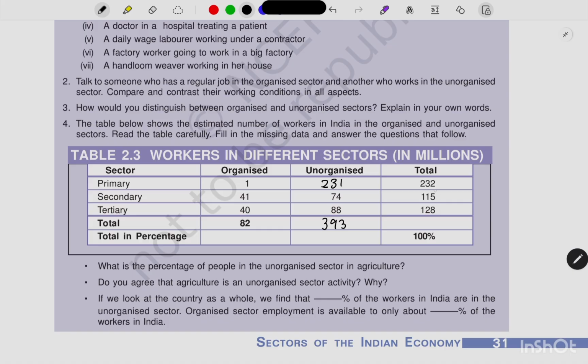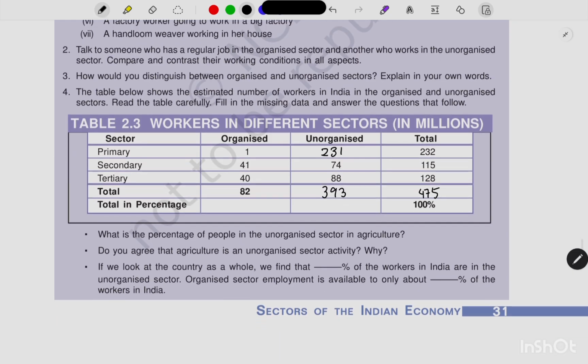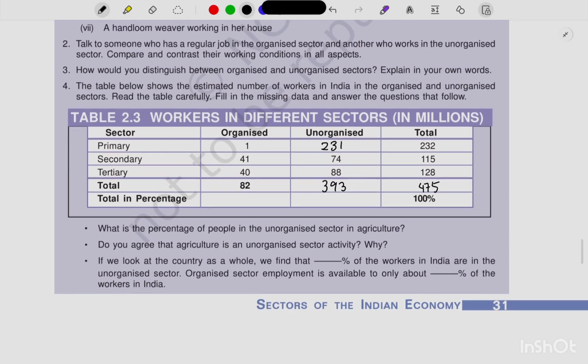Now in the total section, there is like 5, 7 and 4. 475. Let me check my calculations. I'm not sure. So what you can do to find the percentage is find the total, 475. So 82 divided by 475 multiplied by 100 is this. And this is 393 divided by 475 multiplied by 100.